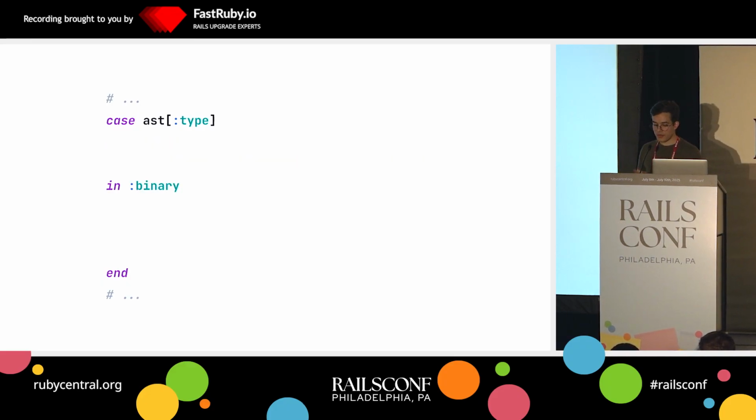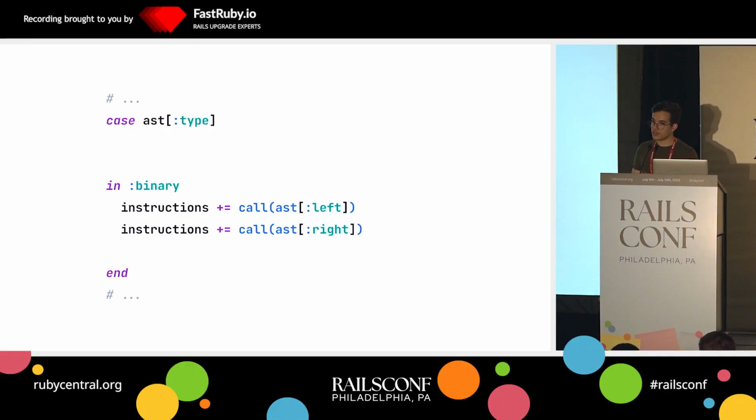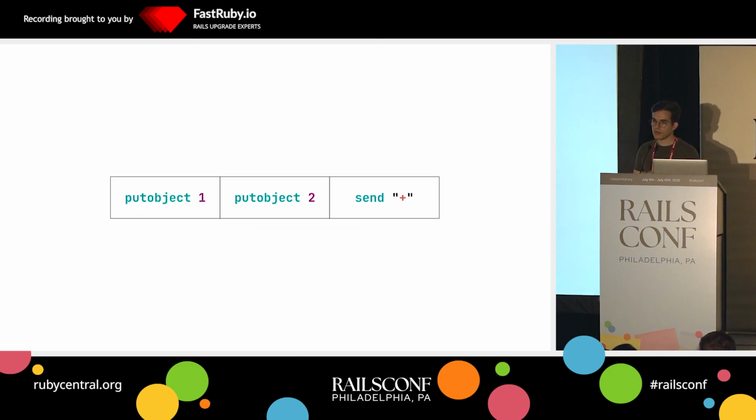But if it's a binary node, you might guess it, we'll call this function recursively on the left side, generate instructions for the left side. Then we generate instructions for the right side. And lastly, we'll generate this send instruction with the operator. And that will give us an array like this.